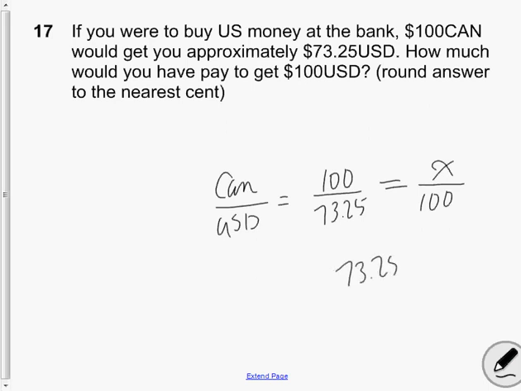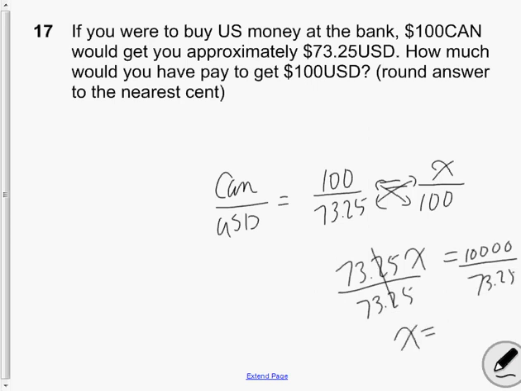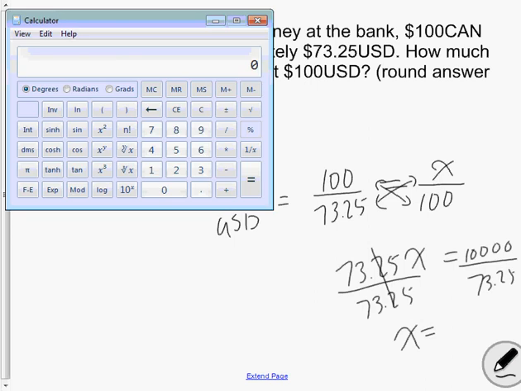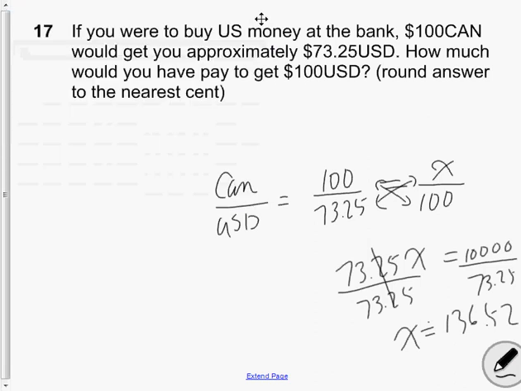Algebraically, I'd have 73.25x because I multiply this way first. 100 times 100 is 10,000. Divide by your coefficient to isolate. And the amount of Canadian you would need would be 10,000 divided by 73.25. The answer is you need approximately 136.52, whatever. 136.50 something. Rounded to the nearest cent would be 52.